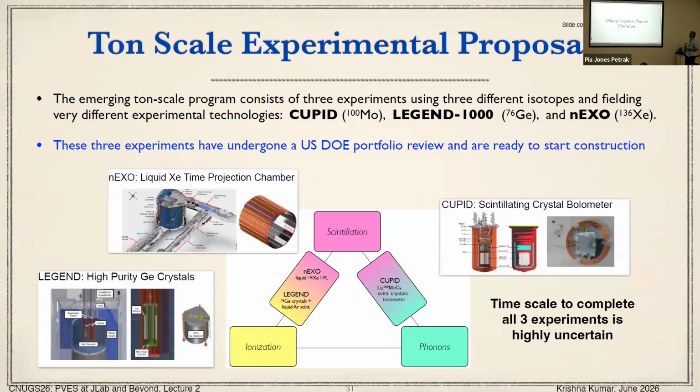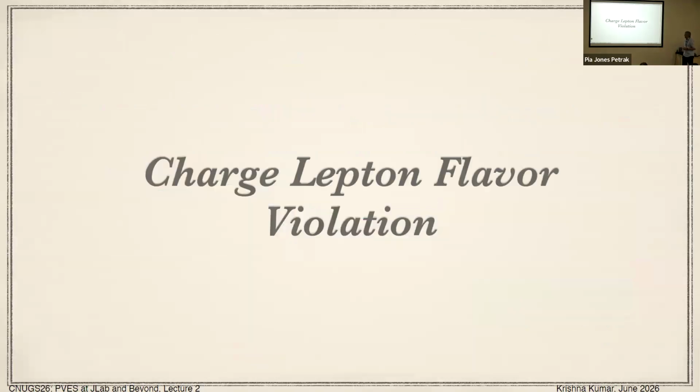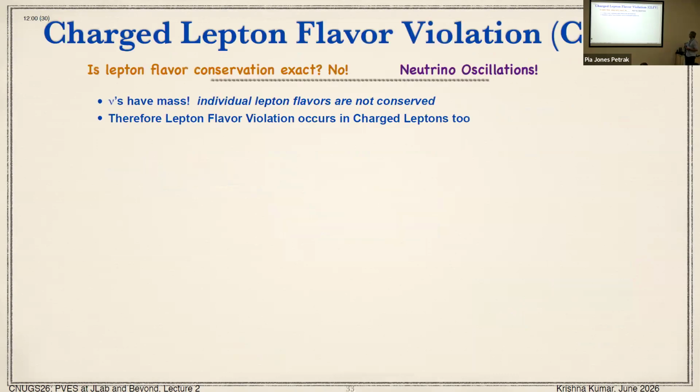That's where it's at. So I'm going to stop there on double beta decay and go on to another symmetry search that we are doing in the world, and that is charged lepton flavor violation. Now, lepton flavor means electron to muon, muon to tau, or electron neutrino to muon neutrino, right? Neutrinos have mass, so individual lepton flavors are obviously not conserved. We've seen neutrino oscillations. Therefore, lepton flavor violation occurs in charged leptons too. We believe that. Now let's do a calculation.